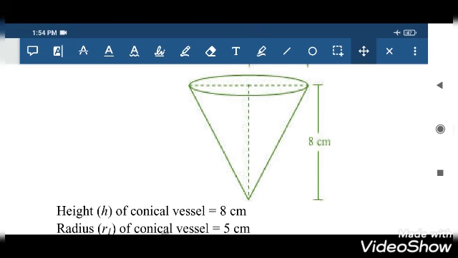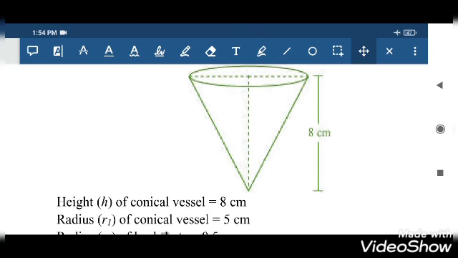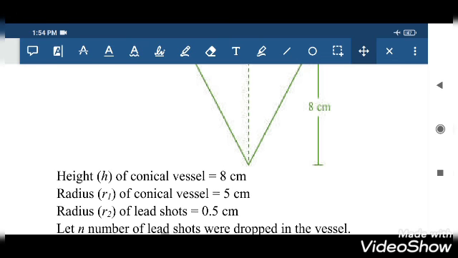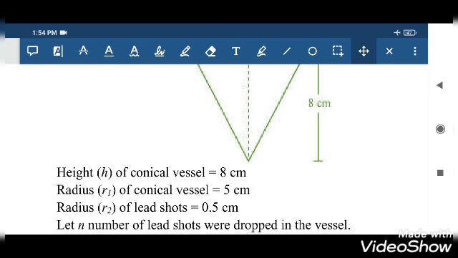I just explained the height of the conical vessel is 8 centimeter. Radius of the conical vessel is 5 centimeter. And another solid shape is the sphere, that is the lead shot. Radius of lead shot is 0.5 centimeter. So we need to find the number of lead shot. Let n be the number of lead shot dropped in the vessel.